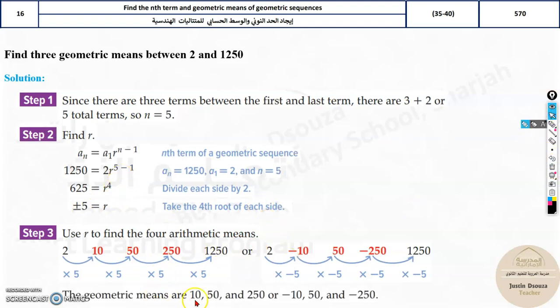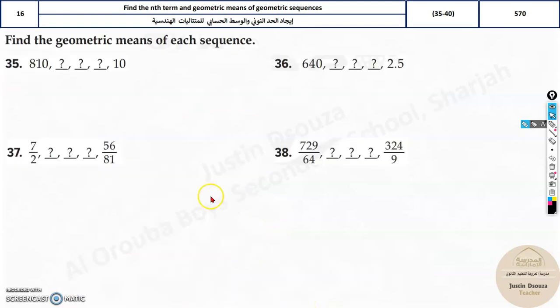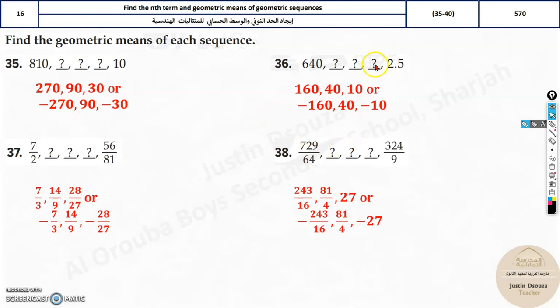Now, the geometric means are these. You can try this by yourselves and then check for the answers. You can see there will be an even power and you will get these answers. Why? Because there are 5 terms. n is 5 over here. The power will be n minus 1. The power will always be 4 when it is 5 terms.